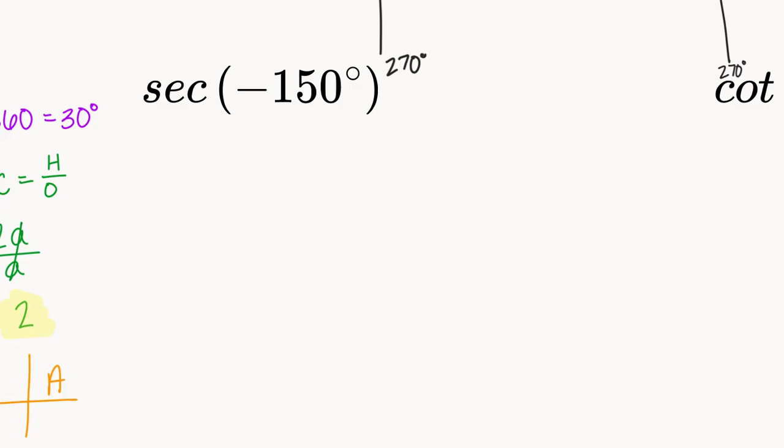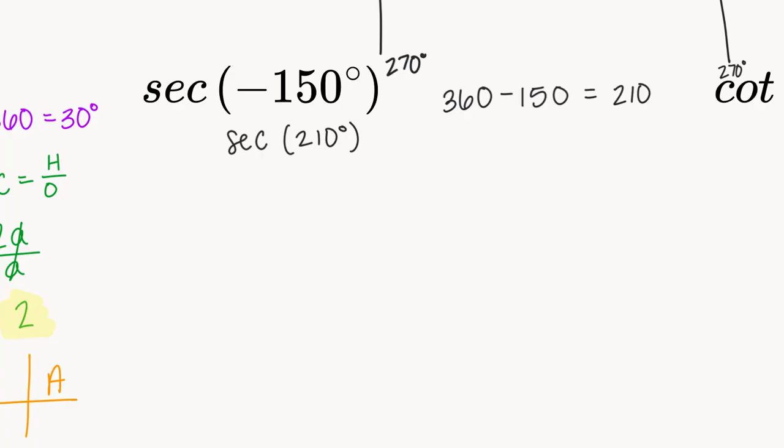All right, going ahead and looking at the next one. This one's secant of negative 150. Looking at it, if you have a negative, you have to go ahead and make it positive first. So how would I make this positive? I'm going to add 360. So 360 minus 150 is going to give me 210. So we're trying to find secant of 210.